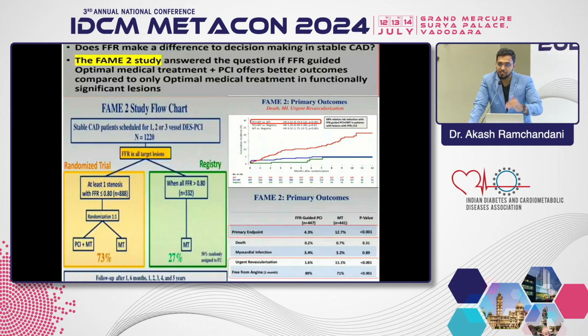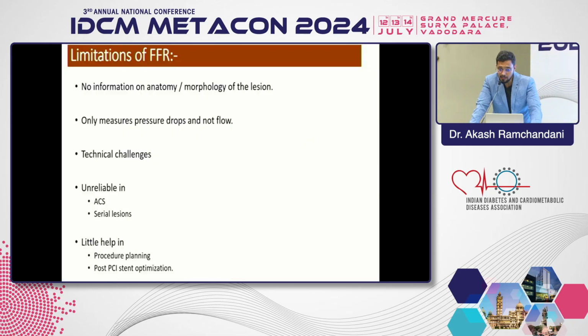This trial and the ISCHEMIA trial are examples of that theory. But there are limitations of FFR also. It doesn't give any information on the anatomy and morphology of the lesion; it only measures the pressure drop, not flow. Although we try to minimize the resistance between the lesions, still there can be some resistance also.